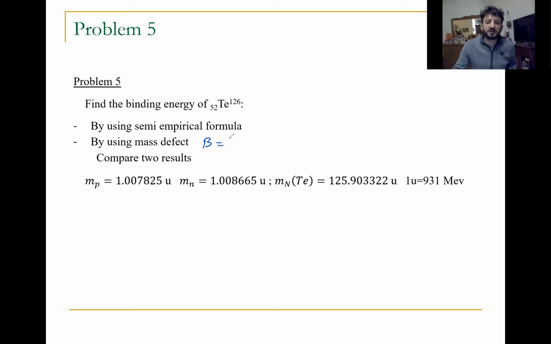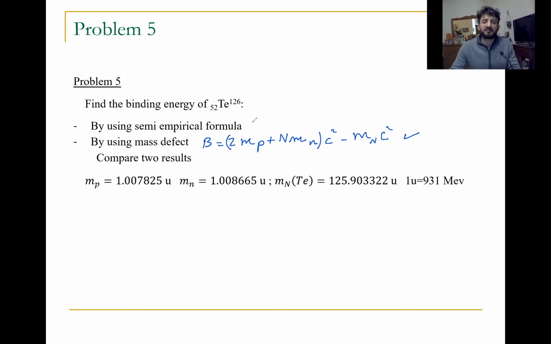binding energy equals Z M_P plus N M_N, all times C square, minus M_Te C square. It's more accurate as a value. This value here will be more accurate.